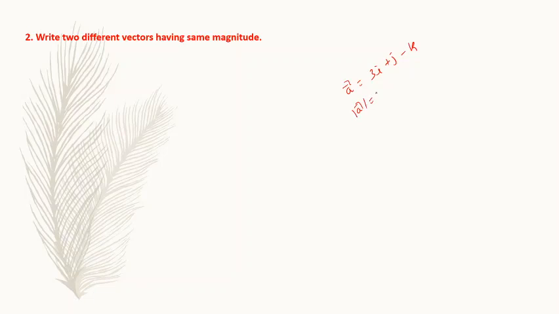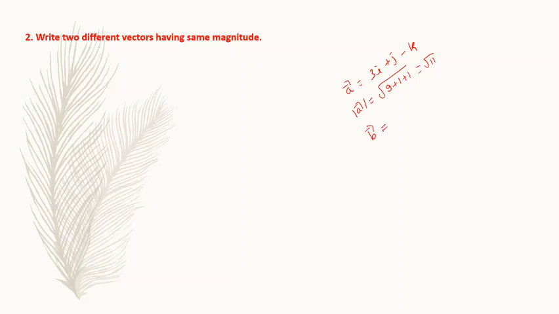Magnitude of vector A is equal to root of 3 square means 9, 1 square means 1, plus minus 1 square means also 1. So it is equal to root 11, correct? So the magnitude and the length of vector A is equal to root 11. I want one more vector which has the same magnitude. Which one will it be, can anyone predict?